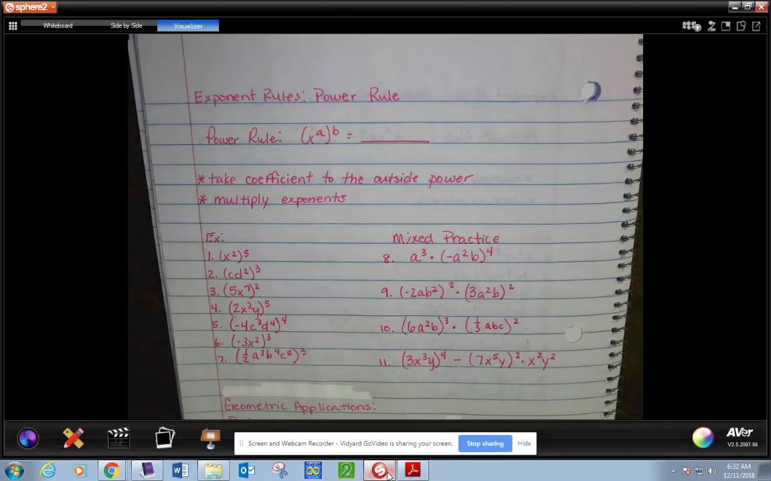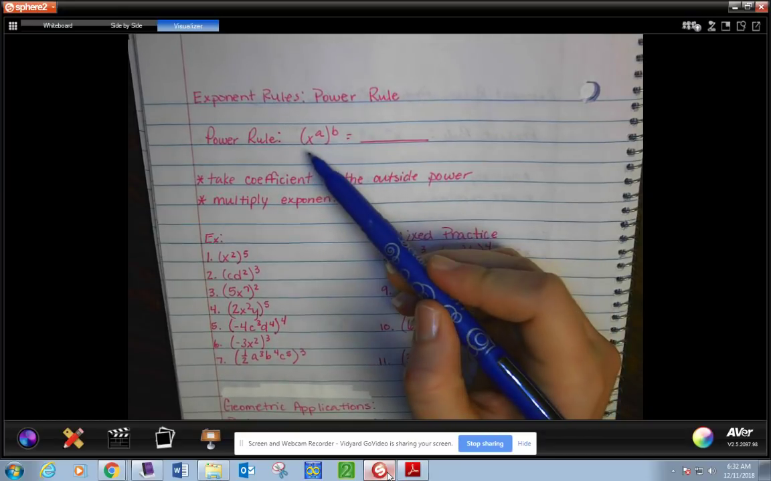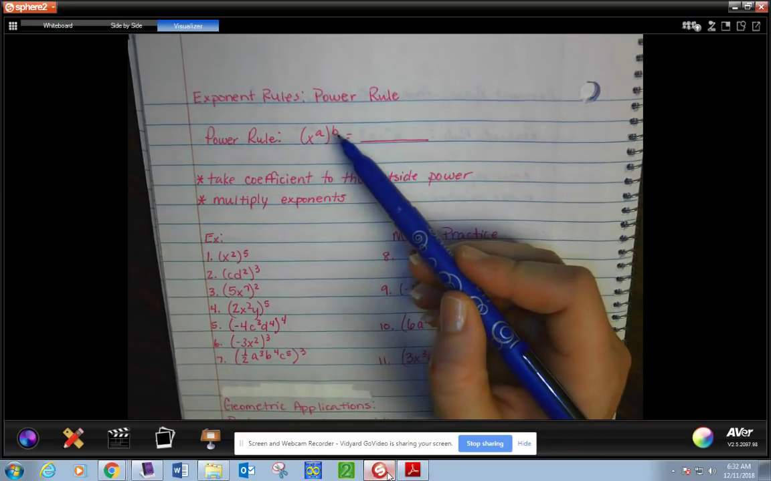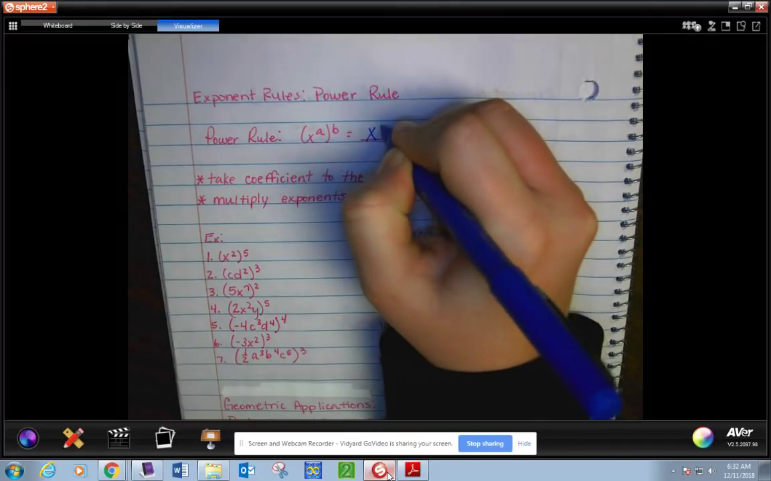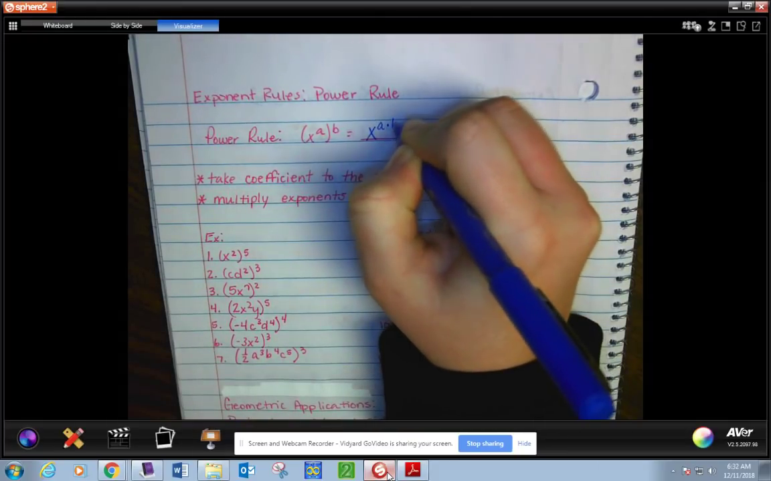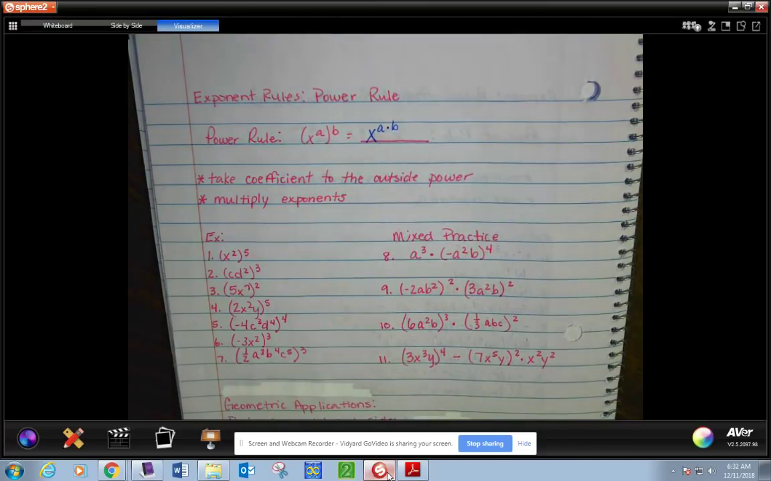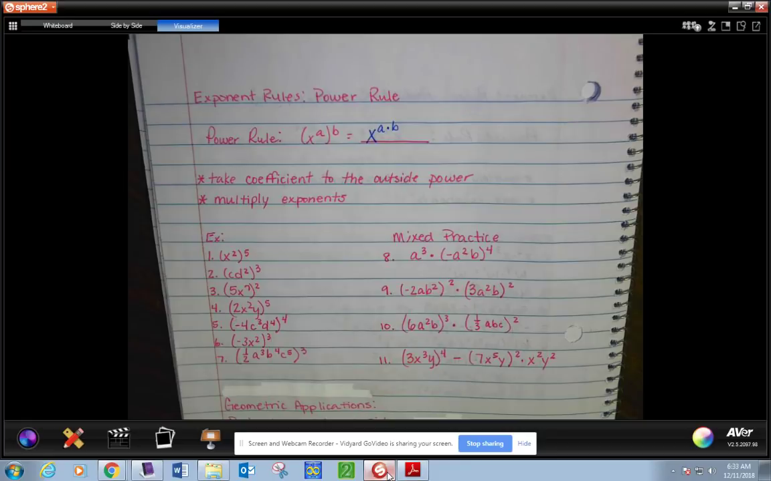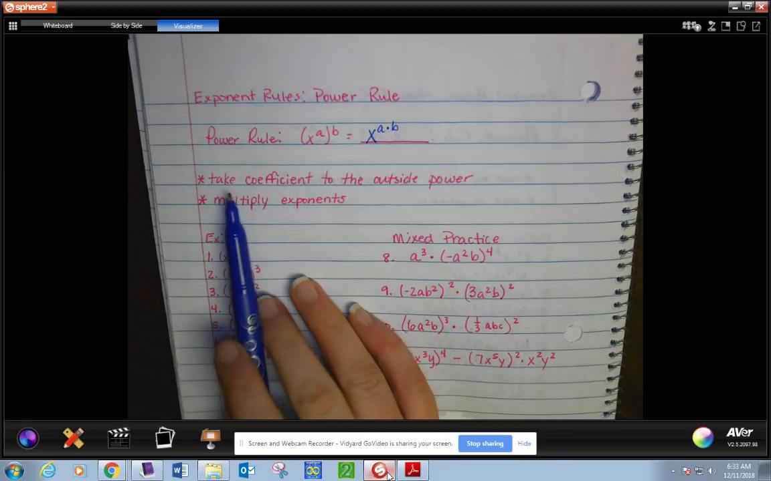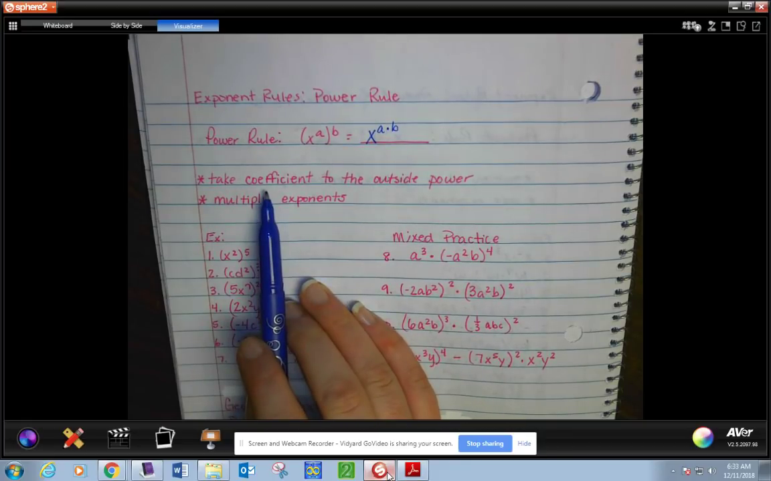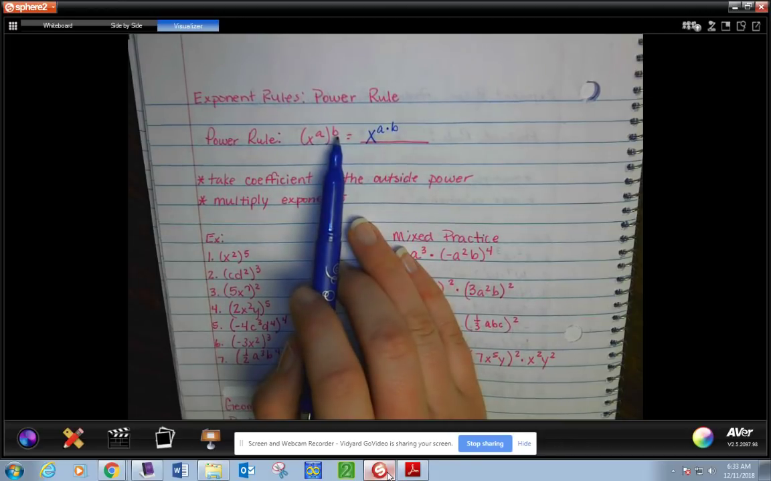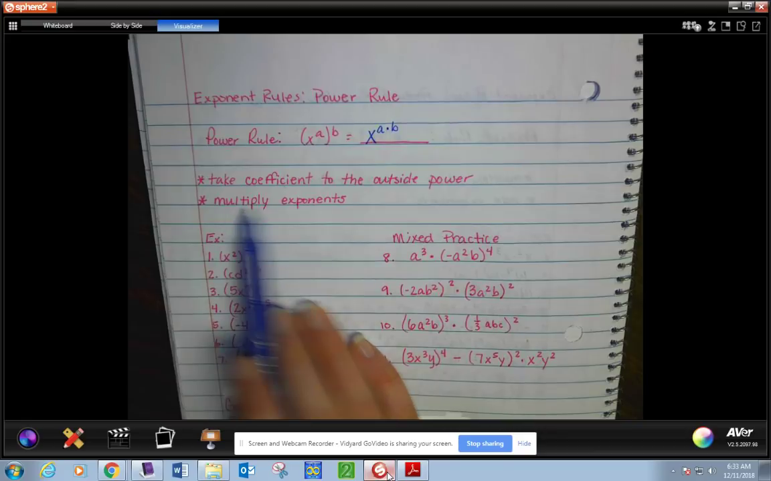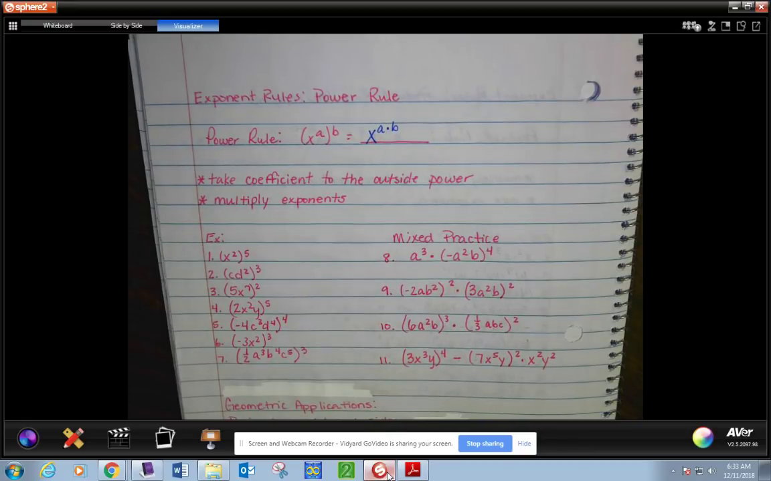So the power rule. The power rule is written as x to the a to the b. And what that means is you're going to take x and you're going to do a times b. So you're just going to multiply those exponents. Okay, now this rule is a little bit different than yesterday because if you have an outside coefficient, whether it's a whole number or a fraction, you have to take it to the outside power. So whatever number is outside the parentheses. And then your exponents, you're just going to multiply them.